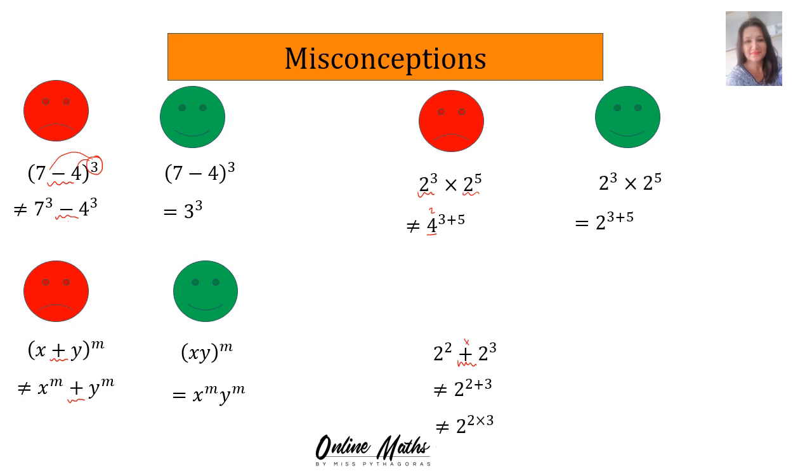Another mistake the students make is to say it's 2 to the 2 times 3. No, not at all. Very wrong. What you can do, 2 to the 2 plus 2 to the 3, you can say 2 squared is 4 and plus 2 cubed is 8, and 4 plus 8 is 12.